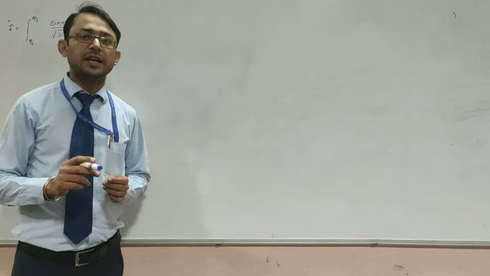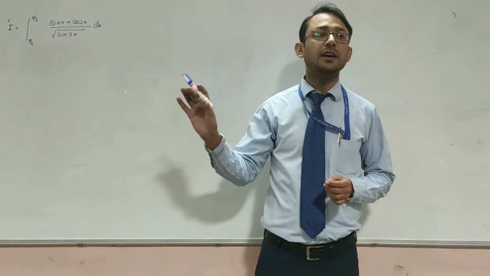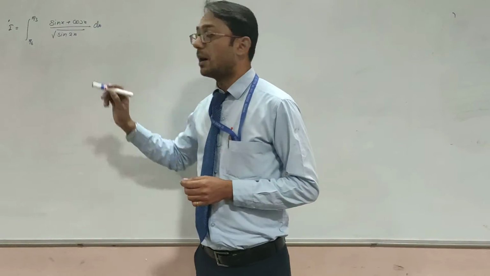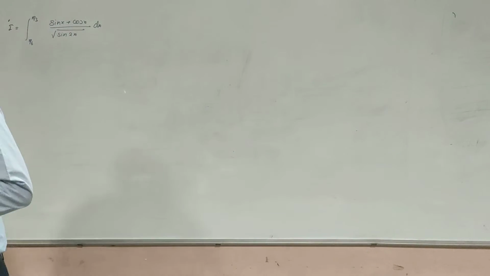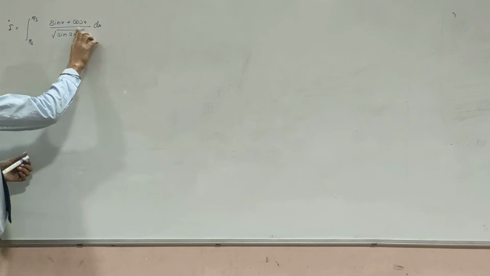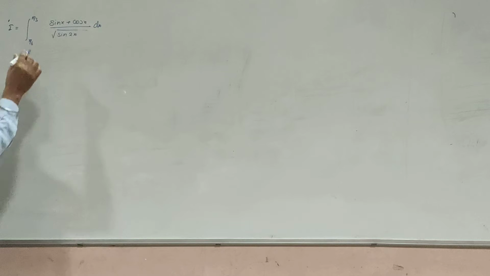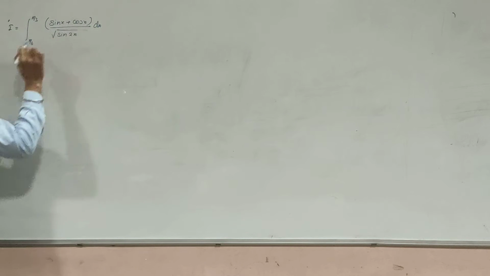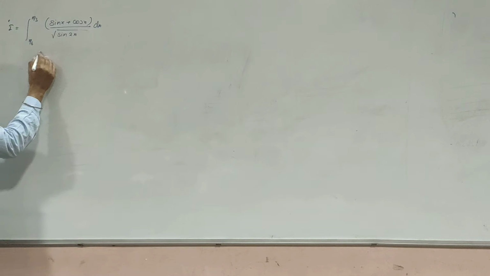So, hello dear students, we are going to do one very good question of integral. This is a part of the definite integral. It is pi by 6 to pi by 3, (sin x plus cos x) upon under root sin 2x dx. As I have told you earlier, whatever sign is given in between in the denominator, we need to suppose with the opposite sign.